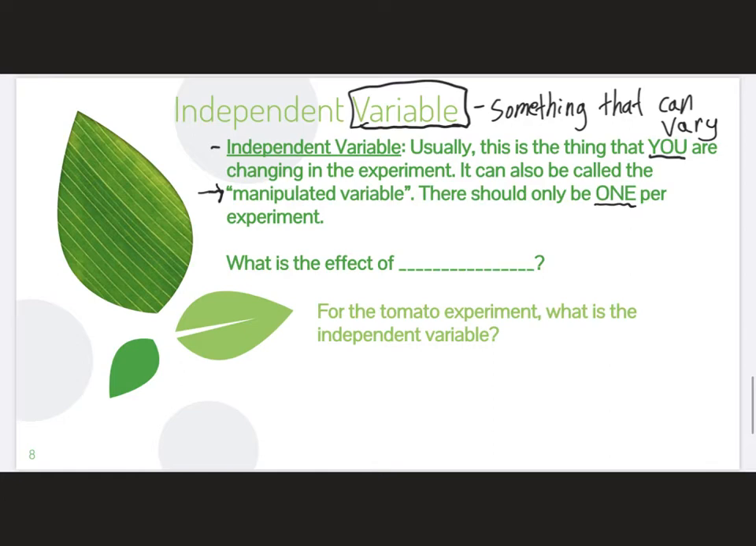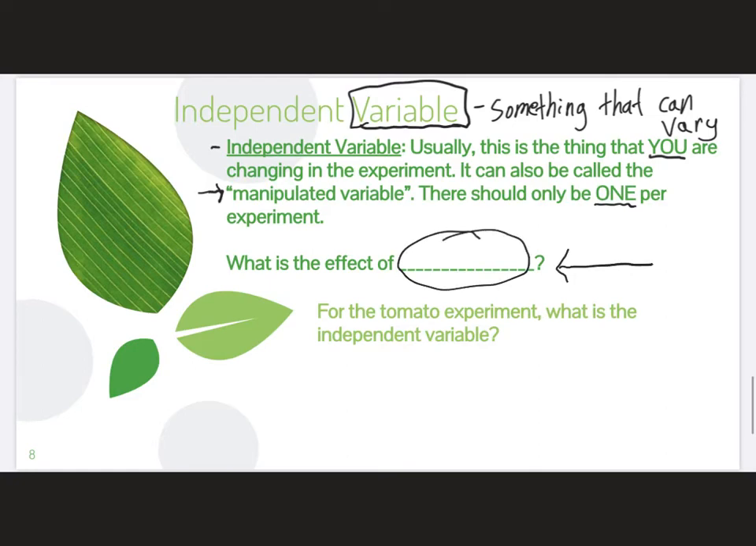Now, this explanation works most of the time. There may be some experiments in which you are not directly manipulating something. For example, if you're looking at how something changes over time, your independent variable might be time. So this will work in most cases, but there might be some experiments where it's not exactly clear what the manipulated variable is, and really it's because it's not being manipulated. Another way to think about this, though, is look at your question that you're researching. If it's something along the lines of, what is the effect of blank on something? This blank is your independent variable.